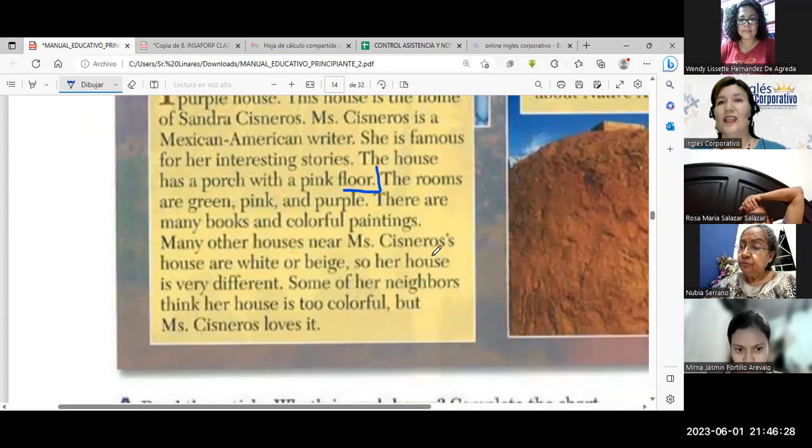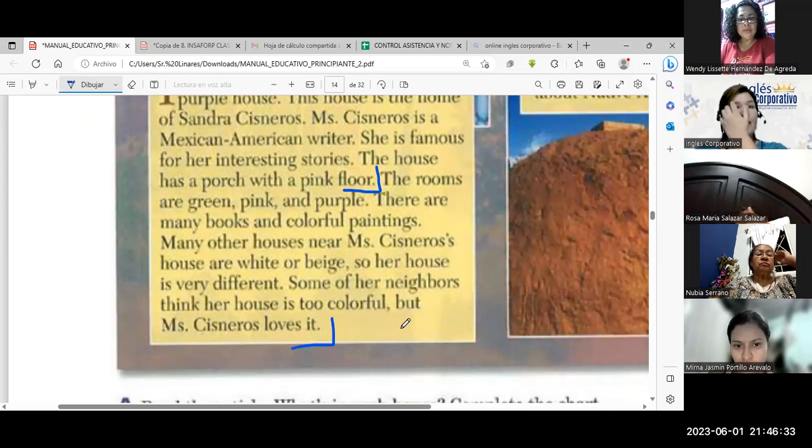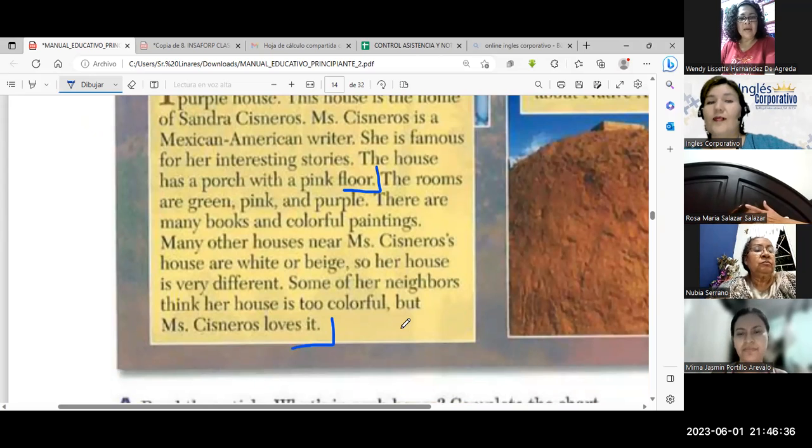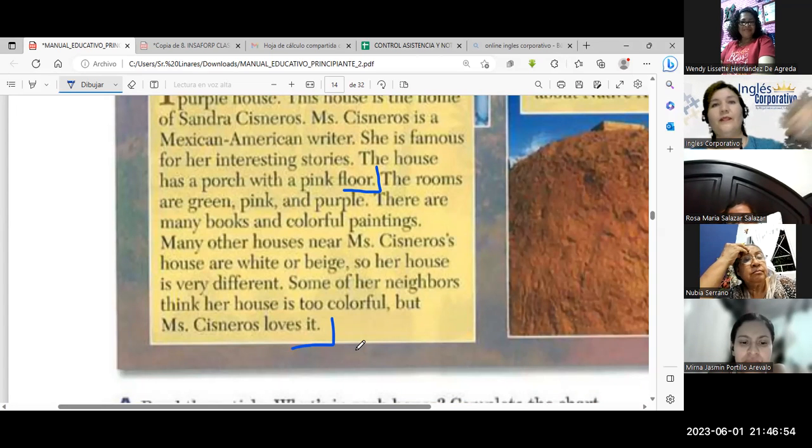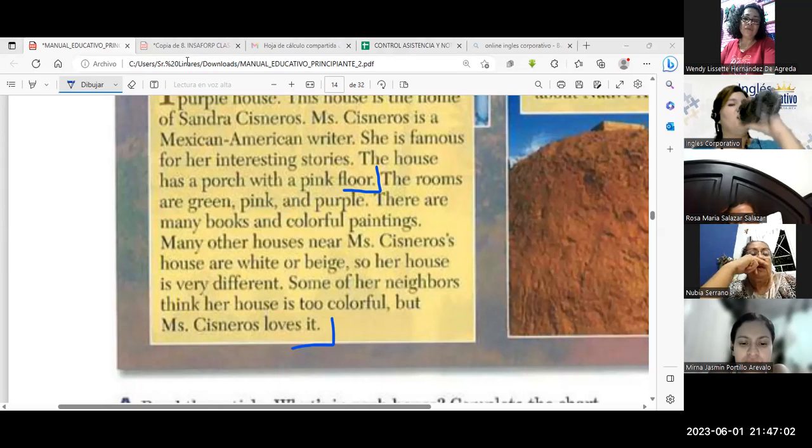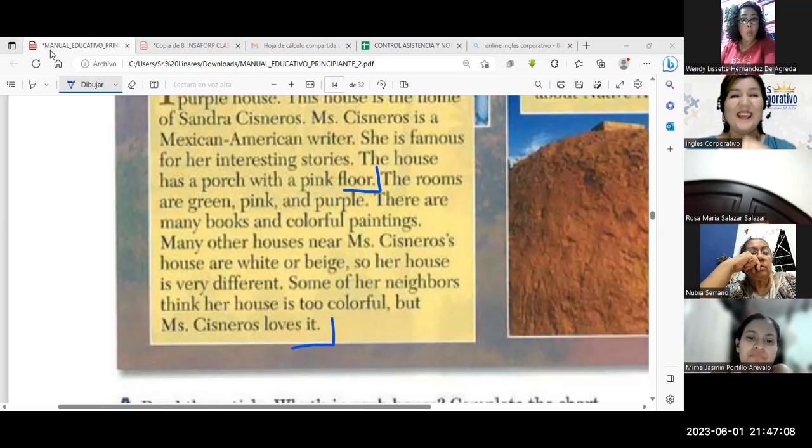The next one, let's continue here. Wendy, continue here with the next part of the paragraph. The rooms are green, pink, and purple. There are many books and colorful paintings. Many other houses near Mrs. Cisneros' house are white or beige. So her house is very different. Some of her neighbors think her house is too colorful, but Mrs. Cisneros loves it. Excellent reading, very good job, right?